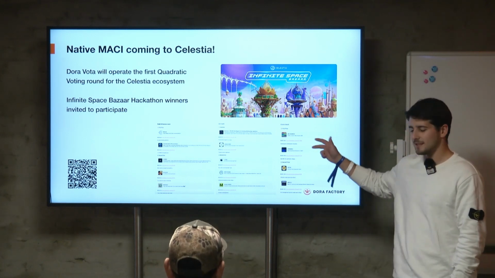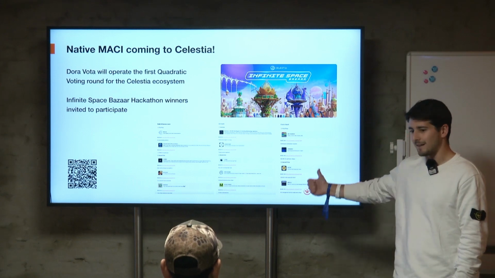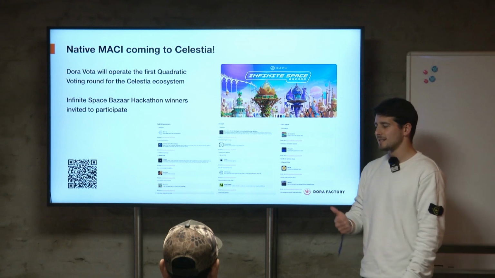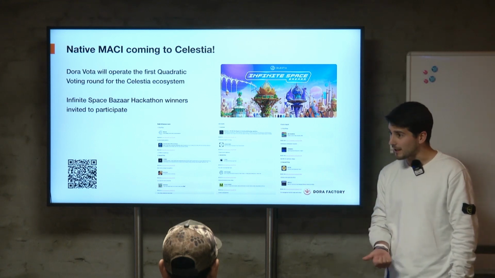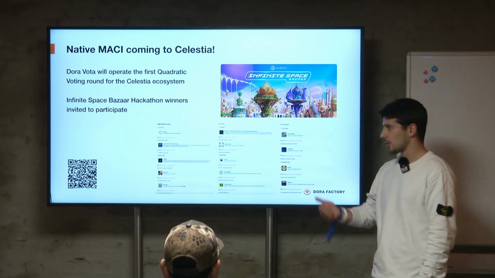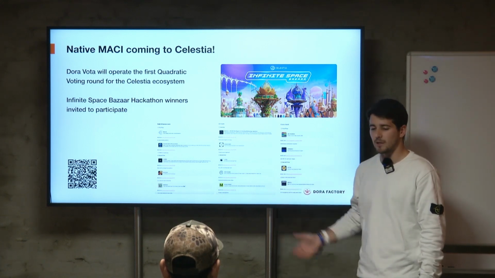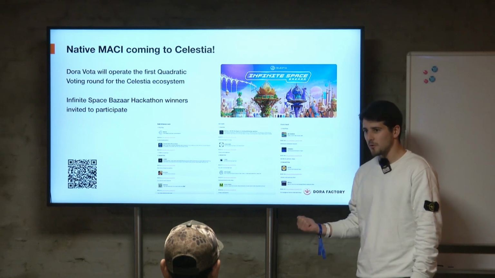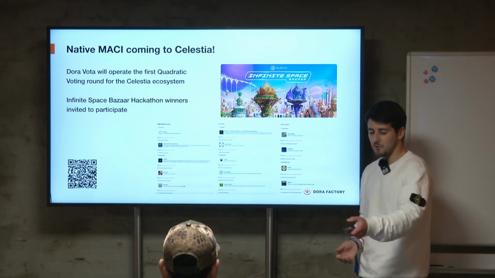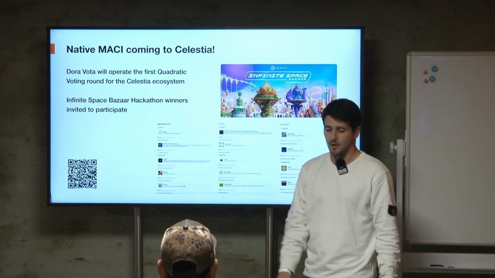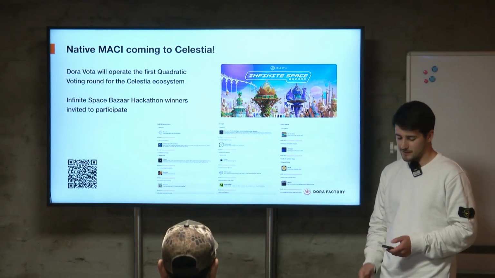So all TIA stakers are eligible to vote in this MACI voting round. Their voting power is decided upon their individual stake weight. So people that stake more Celestia are able to have more of an impact. And this is all done via privacy voting, MACI on Dora Vota L1. And if you scan that QR code right there and you're a Celestia staker, you'll be able to vote. And I'll also show you how to vote after this presentation's over.